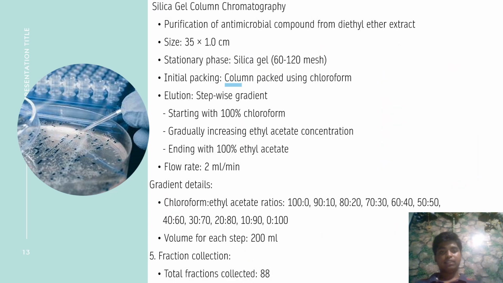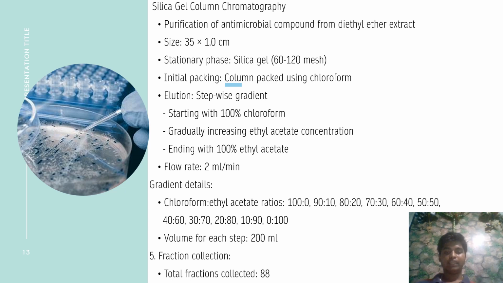So here in this case study, silica gel column chromatography was used for the purification of an antimicrobial compound from diethyl ether extract. The stationary phase was silica gel and the columns were initially packed using chloroform, followed by elution, which is a chemical process that involves removing a material's ion by ion exchange with another material. It was initially done using 100% chloroform and gradually increasing ethyl acetate concentration, and it ended with 100% ethyl acetate.